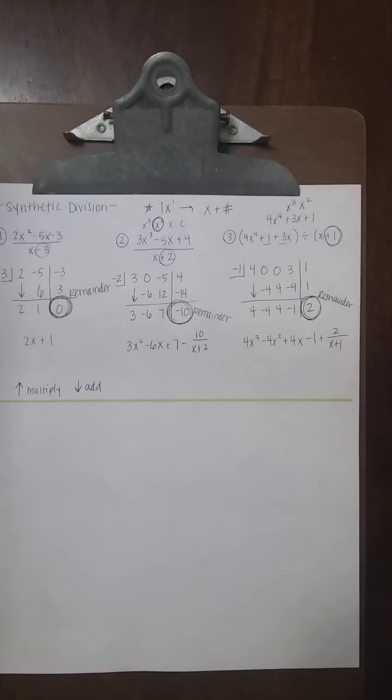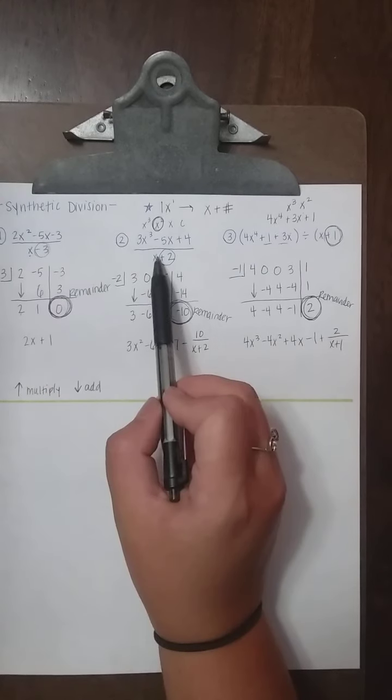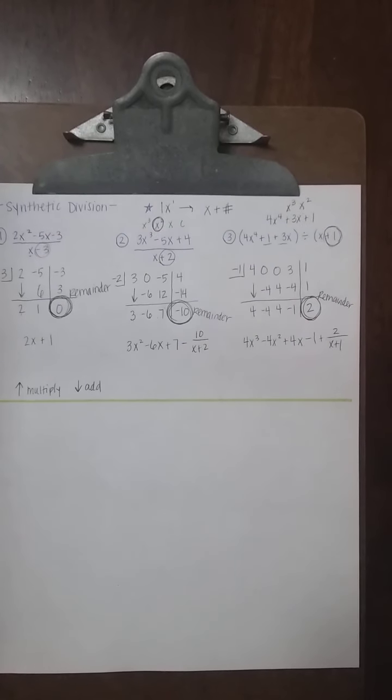All right, so you've got long division, which you can use every single time. And synthetic division you can use as long as you have a 1x to the first power, so an x that's by itself out front of what you're dividing by.